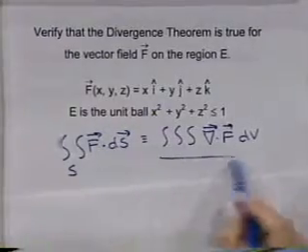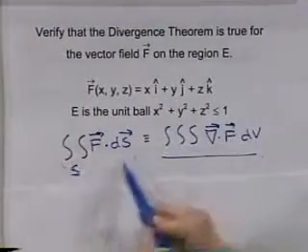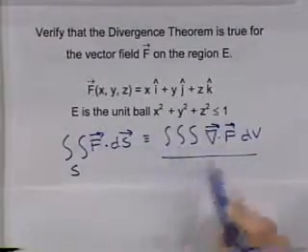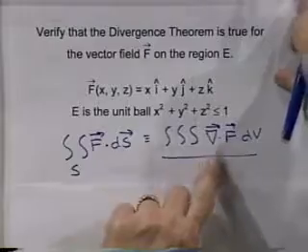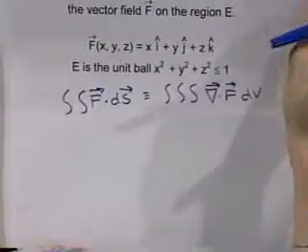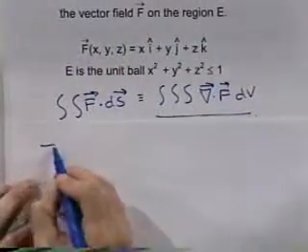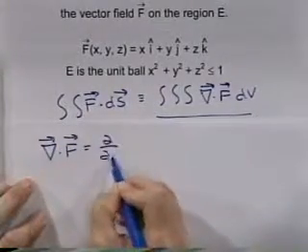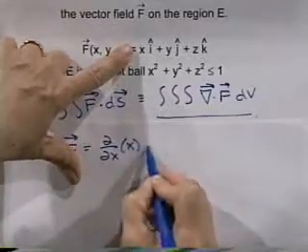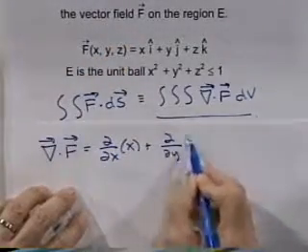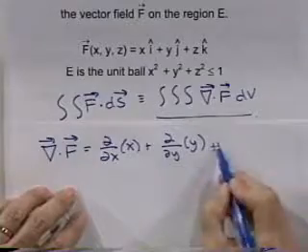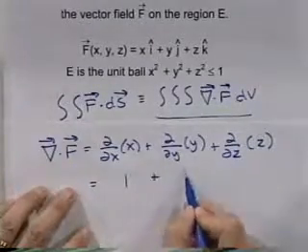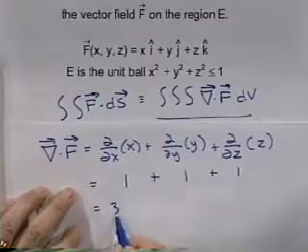I'm going to do this one first, because if someone asks me to compute this, and I say this equals this, this probably is a little bit easier. So let's do it this way first. First let's figure out the divergence, del dot f. It is the partial with respect to x of my x component plus the partial with respect to y of my y component, which is y, plus the partial with respect to z of my z component. So it's just 1 plus 1 plus 1, which is 3.